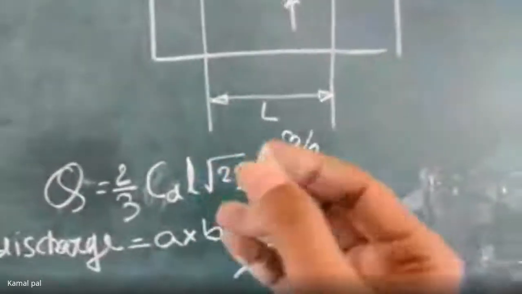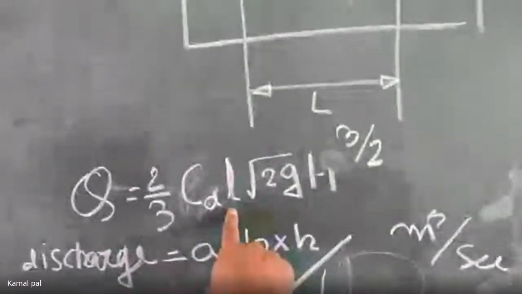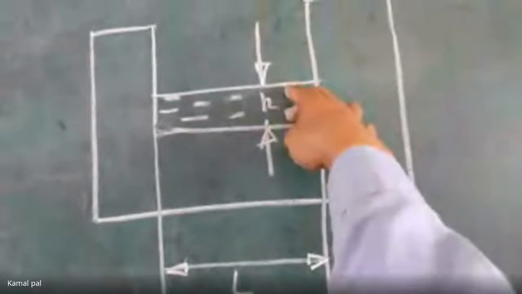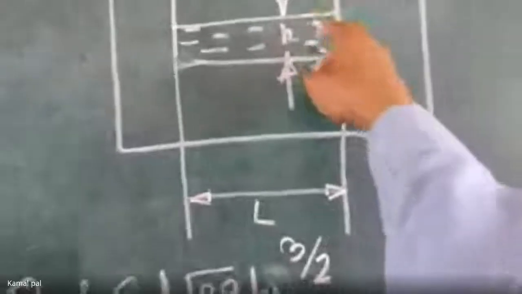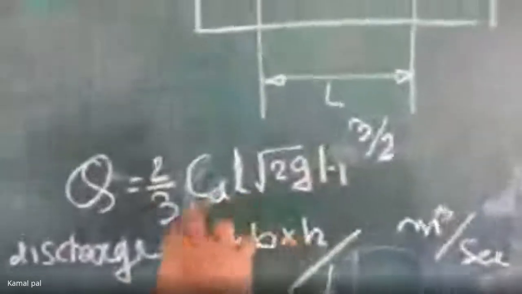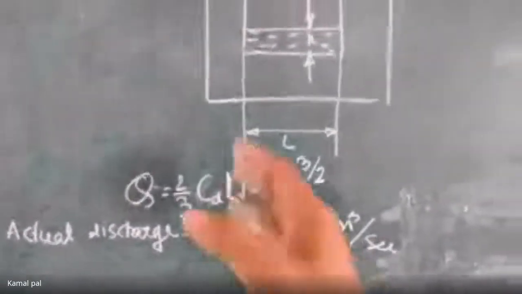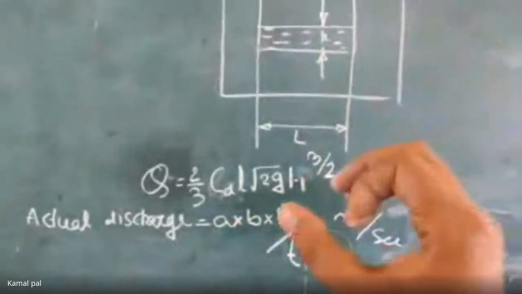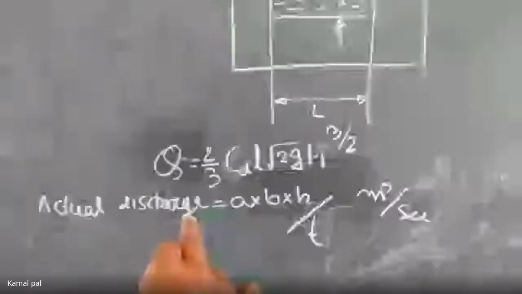So we have to take the data of L, the length of the notch opening, and the height of the nappe of the sheet of water, and by using these two data, we can find the actual discharge in the channel.